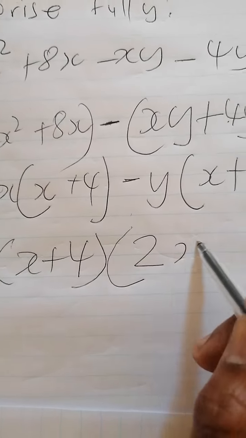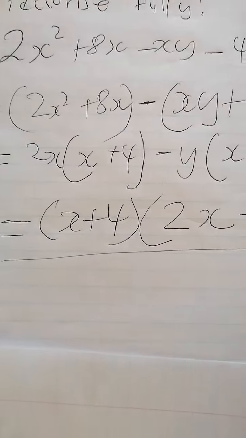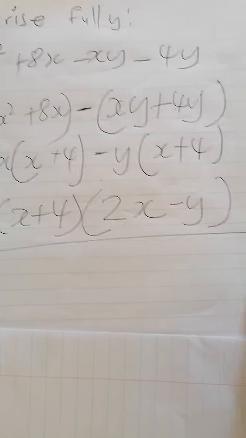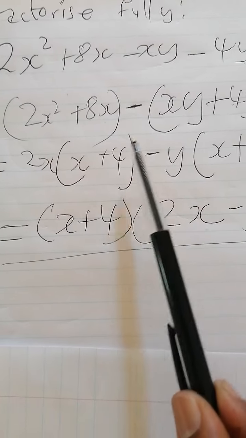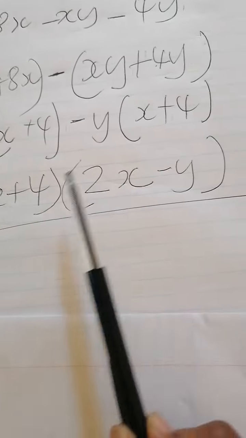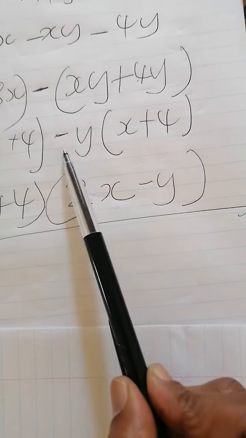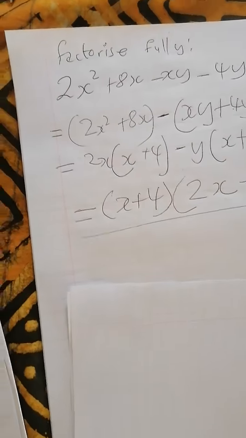So we'll have now 2x minus y. Now you have factorized. In other words, our x plus 4, which is common, divides that bracket, and you're left with 2x. And it divides into that bracket, and you're left with minus y. So we're going to cut this one.